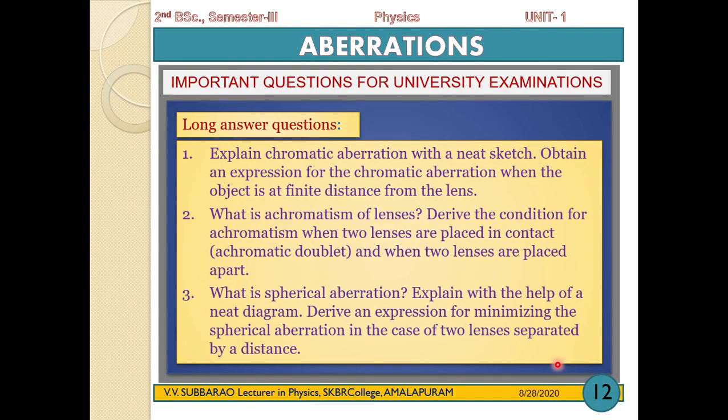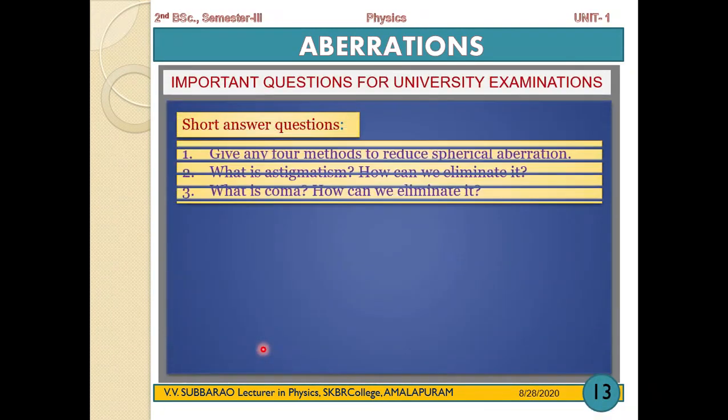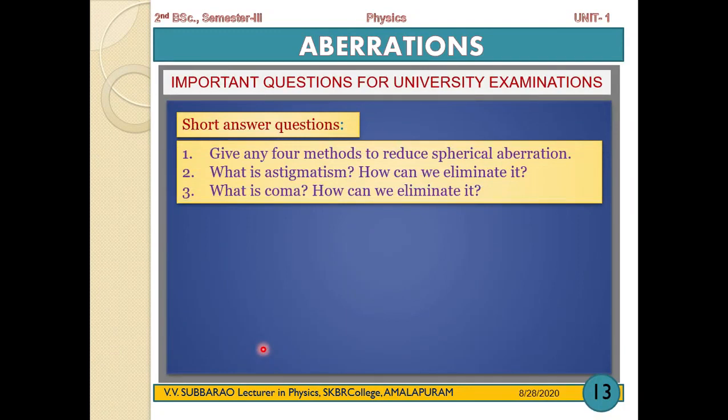In this topic, we have discussed the various types of monochromatic aberrations, that is spherical aberration, coma, astigmatism, curvature and distortion, and different types of chromatic aberrations, that is lateral chromatic aberration and longitudinal chromatic aberration. In this topic, these three may be frequently asked in your university question papers, and these three short answers are the frequently asked questions in your university examinations.